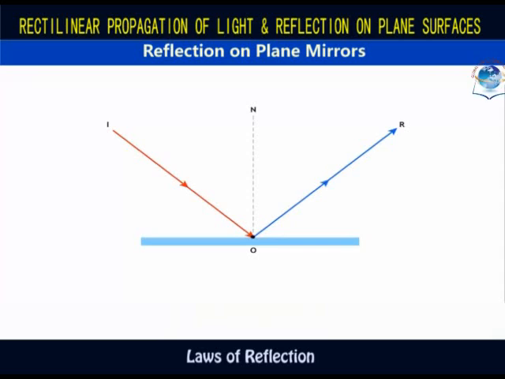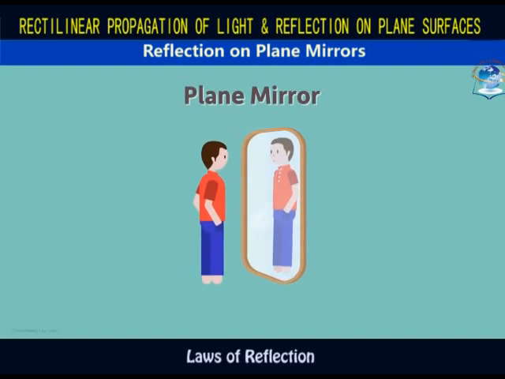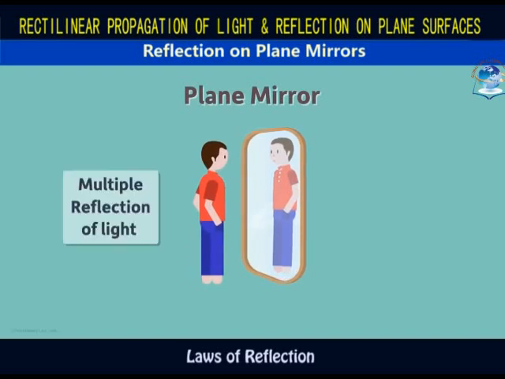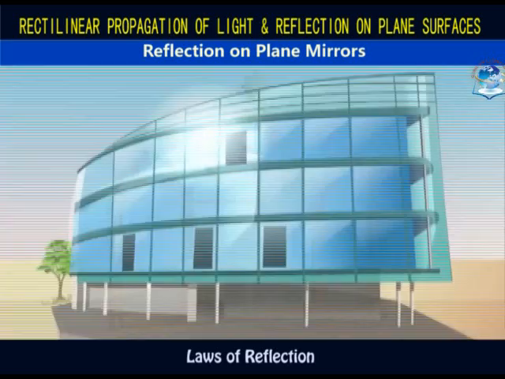We encounter this phenomenon of reflection every day. When we stand in front of a mirror, we see our image due to multiple reflections. Light rays from any source are first incident on our body. They bounce off our body and fall on the surface of the mirror and again get reflected from there. This reflected light reaches our eyes and we see our image. Plane mirrors are also used for decorations and architecture.